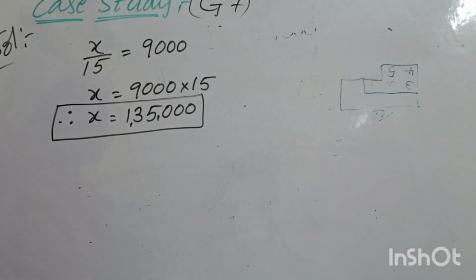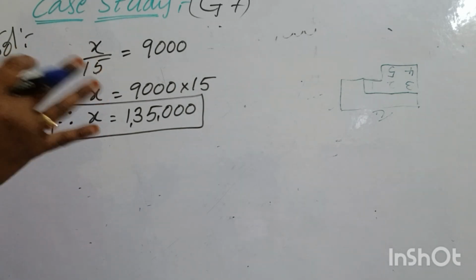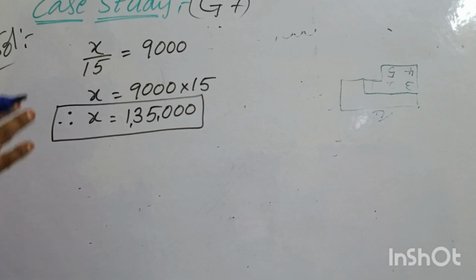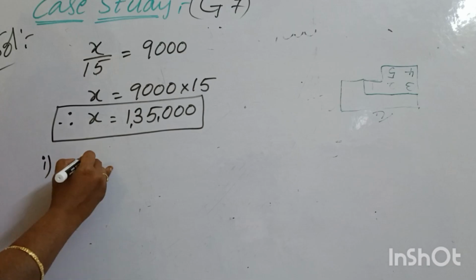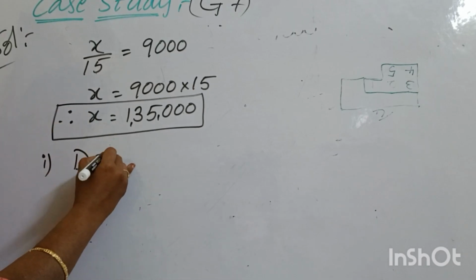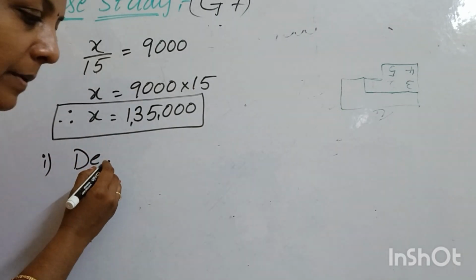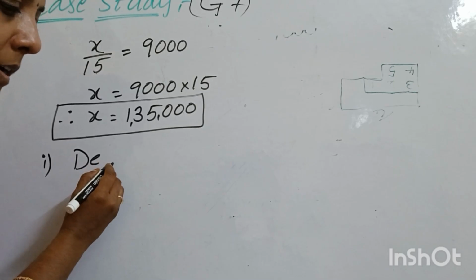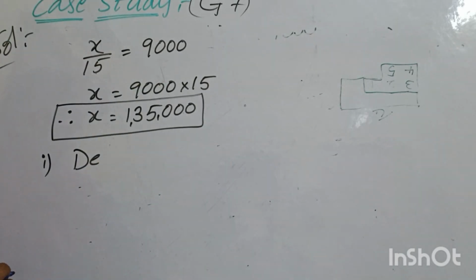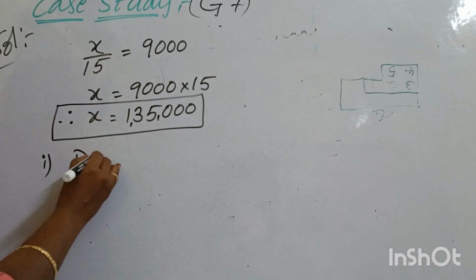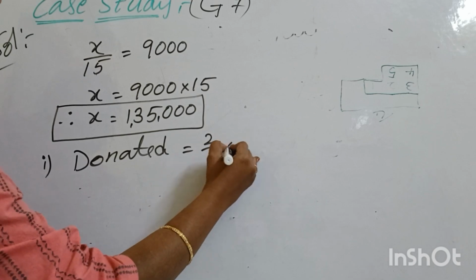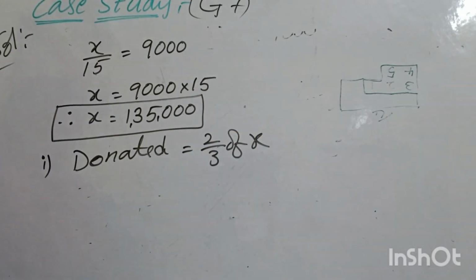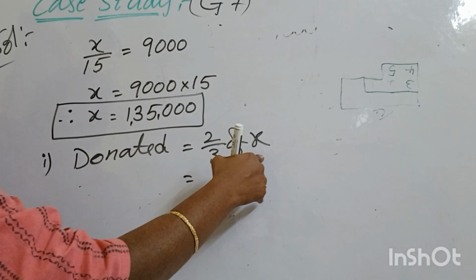So what do we have to do next? He is asking how much he exactly spent on the NGO, how much he donated to the NGO. They said already he donated 2/3 of x. How much is donated? 2/3 of x. 2/3 of x means, already you know the x value, right?